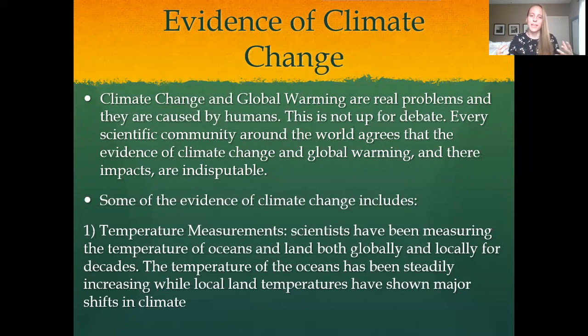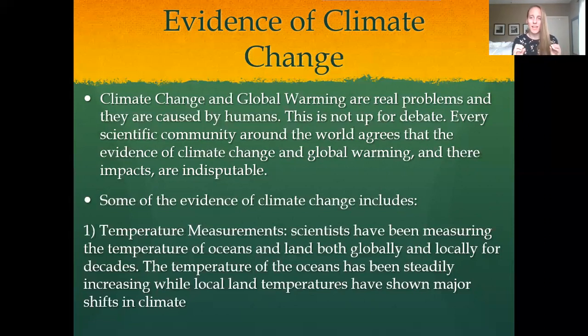is even actually happening? Well, first of all, every single scientific community around the world agrees that climate change and global warming are happening, that the impacts of them are happening, and that it's human caused. That's not up for debate in terms of science. And there's very few things that all scientists agree on.